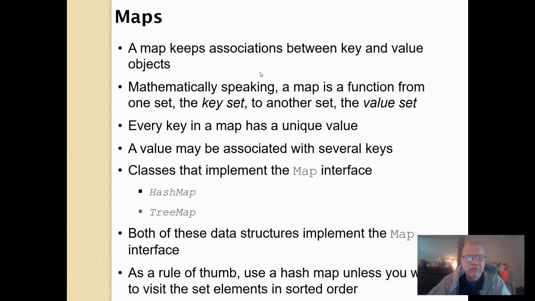So a map is a function from one set to another set. So every key has a unique value. The key itself is a set. And once again, there are two classes that implement the map interface. There's a map interface, and just like with sets, there's hash map and tree map.